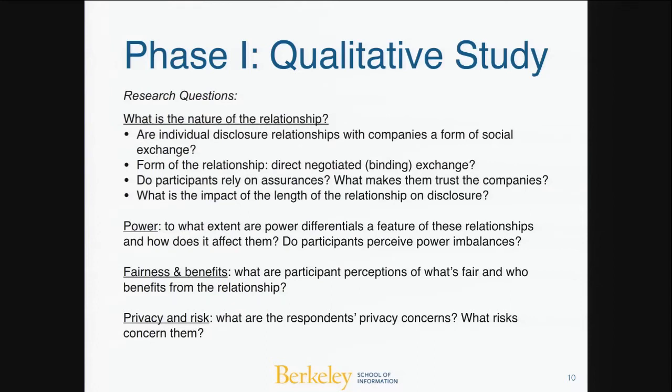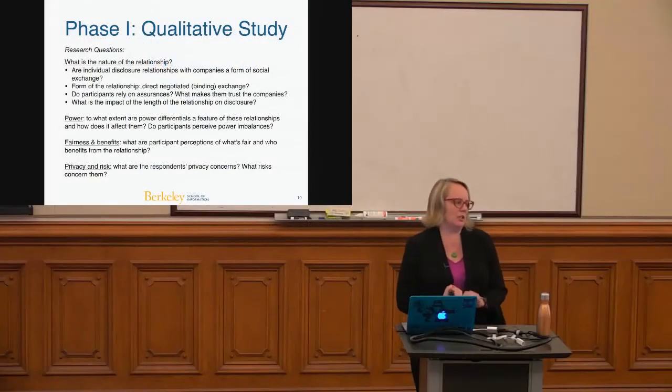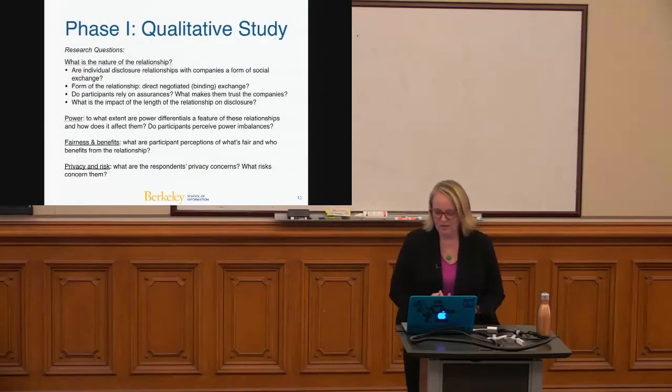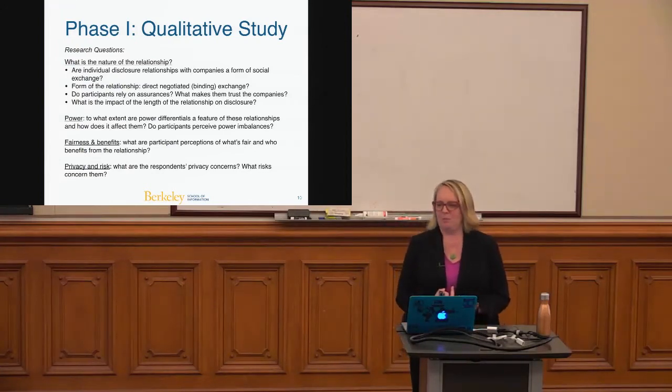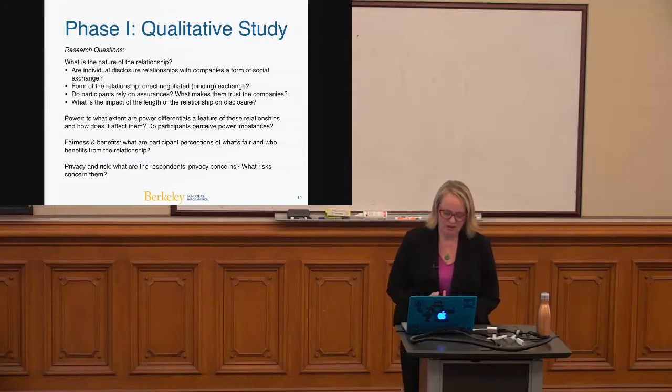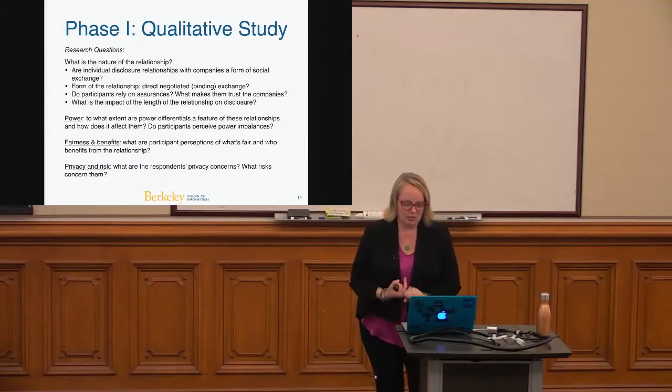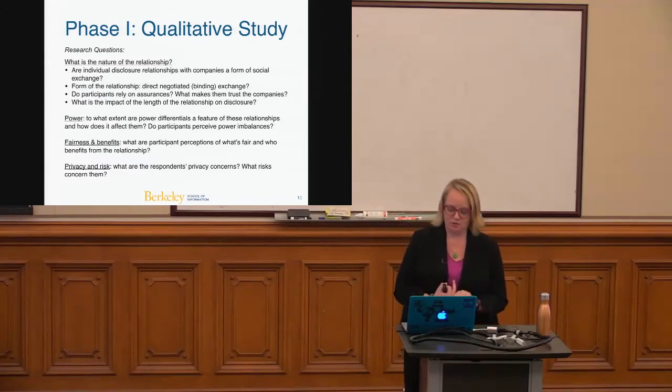And so I had 3 hypotheses going into it. One is that the form of the relationship was actually a direct negotiated exchange, that assurances were present in these relationships, so they were potentially binding relationships, and that the form of the relationship did affect their disclosure choices.